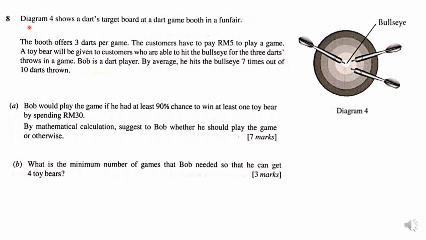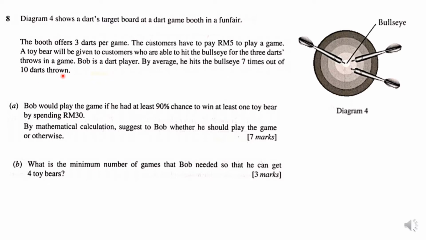Diagram 4 shows a darts target board at a dart game booth in the fun fair. This is the target board. The booth offers 3 darts per game. The customers have to pay RM5 to play a game. A toy bear will be given to customers who are able to hit the bull's eye for the 3 darts thrown in a game. Bob is a dart player. On average, he hits the bull's eye 7 times out of 10 darts thrown.